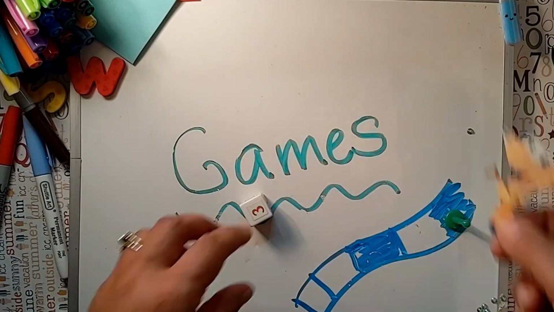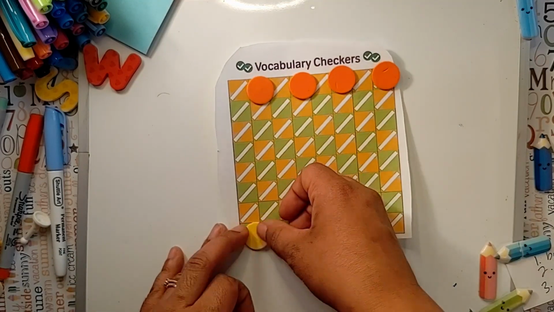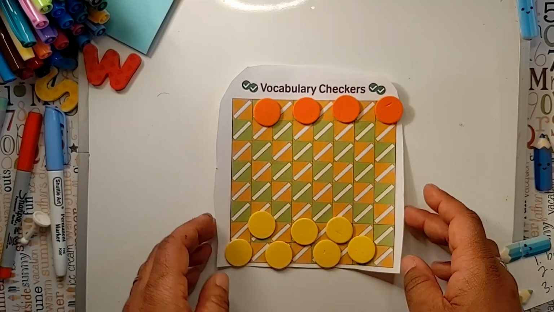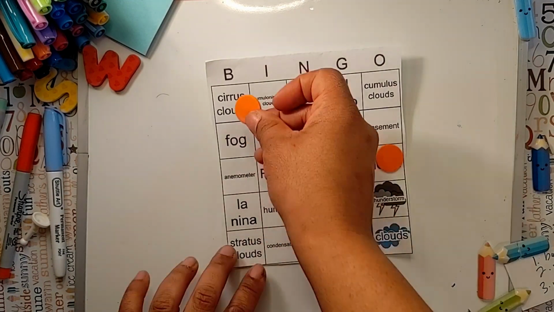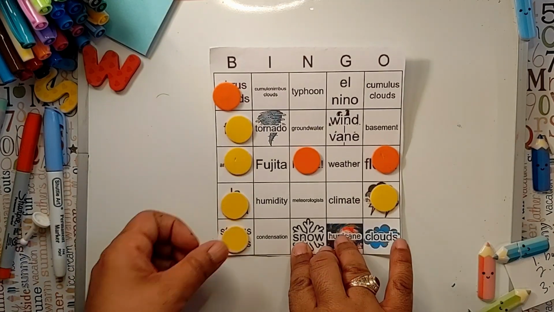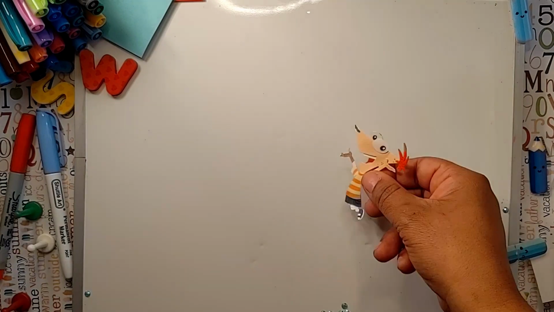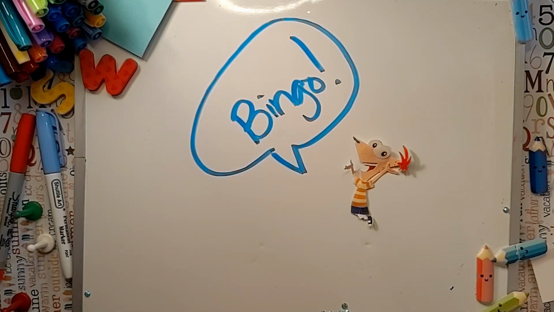You can do vocabulary checkers, where each student gets to play against each other. You can also have your students do something as fun as bingo. It's a simple game, but students have been really familiar with it since they were in kindergarten and even earlier than that. It's a great way to get them familiarized with different content vocabulary.